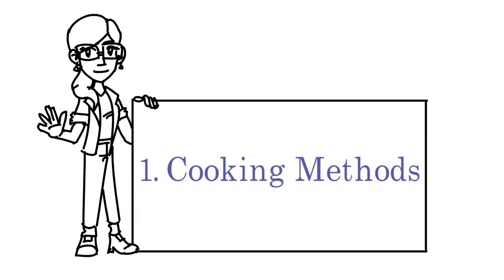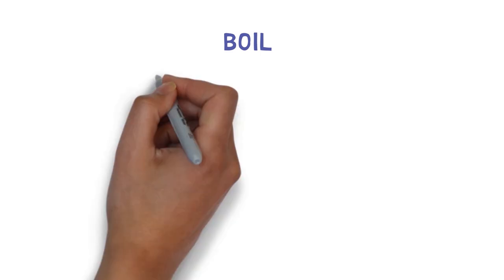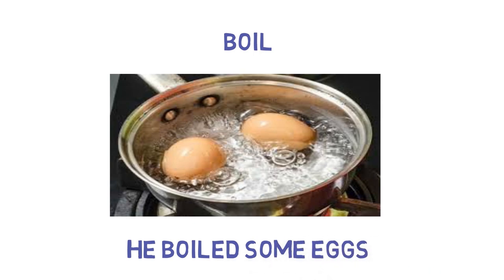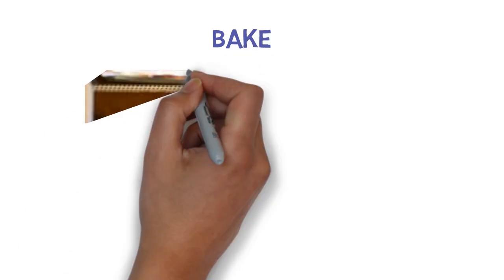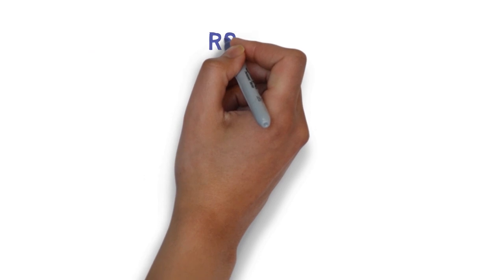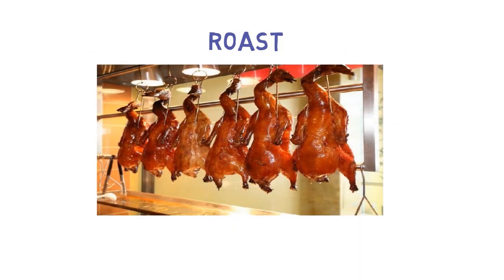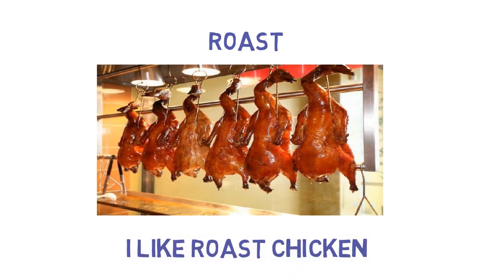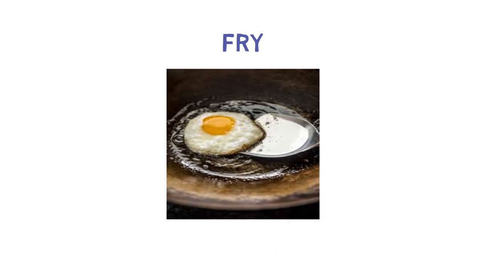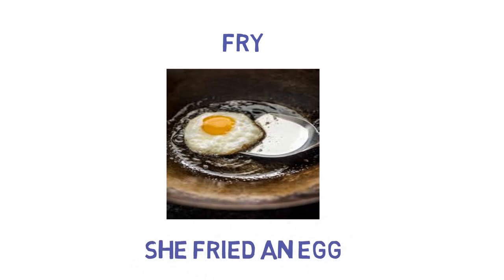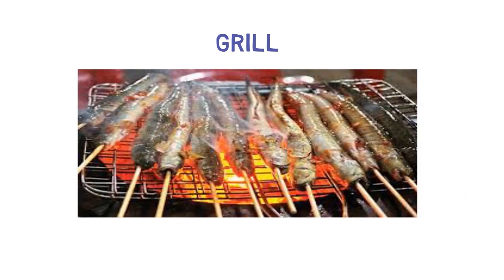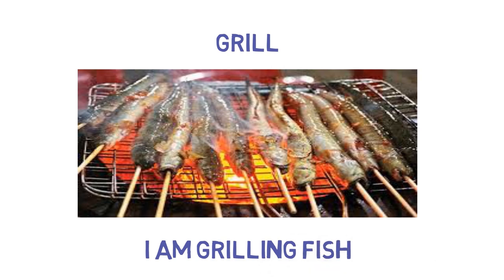1. Cooking methods. Boil. He boiled some eggs. Bake. She baked me a cake. Roast. I like roast chicken. Fried. She fried an egg. Grill. I am grilling fish.